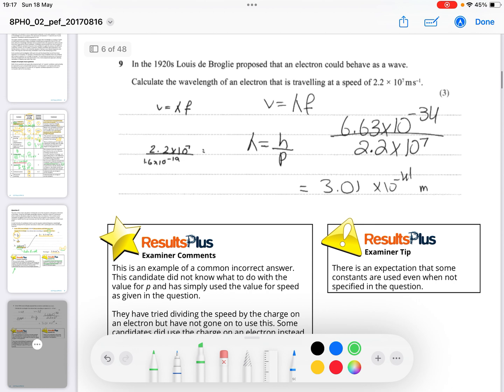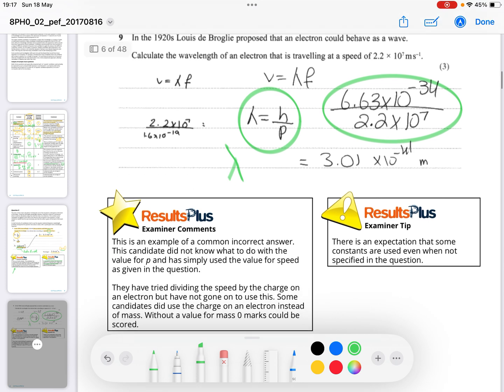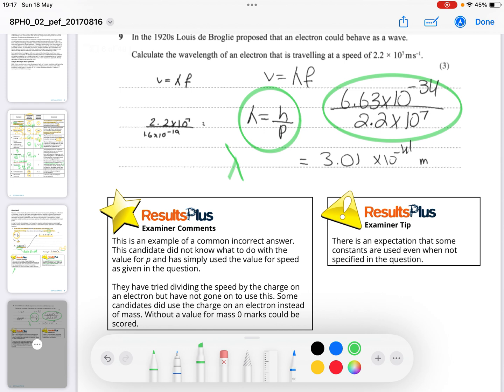Here's one who didn't get full marks. They know that the equation is this. They've got lambda backwards. Okay, so lambda is this way, just for general knowledge. They divided h by velocity. They didn't know where to get what p was, it looks like. So this student, it says, it's a common example of an incorrect example.